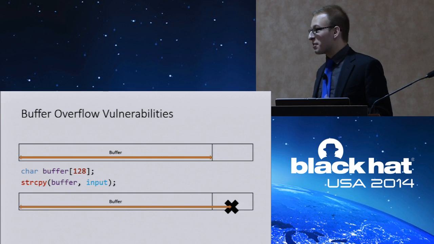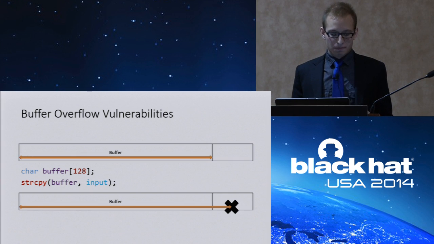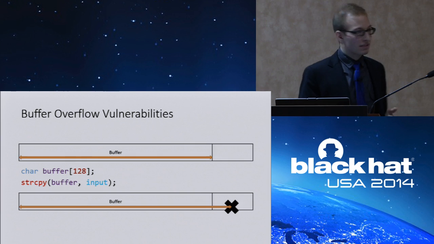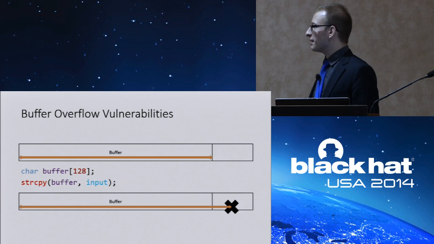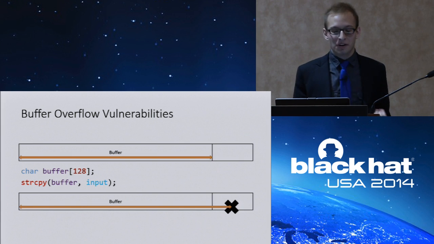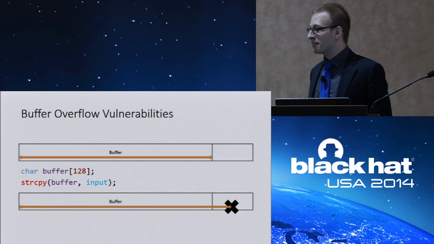The next thing I want to talk about is buffer overflow vulnerabilities. Here we have a very simple example. Buffer is 128 bytes long, and we do an unbounded strcpy from input into buffer. If input is bigger than buffer, we'll write outside the bounds of buffer, and end up with some kind of issue.